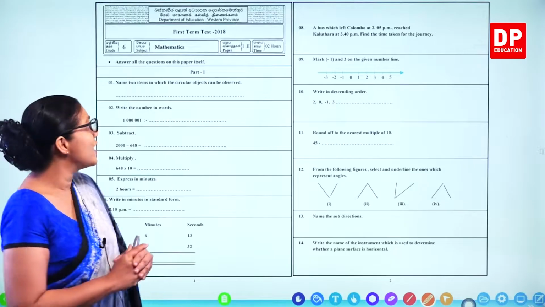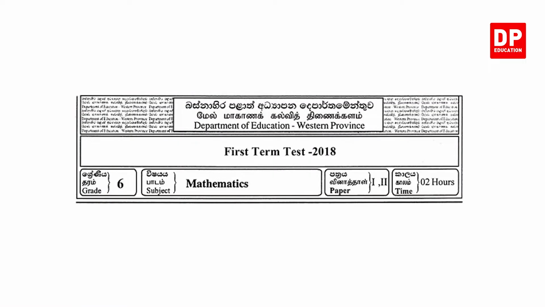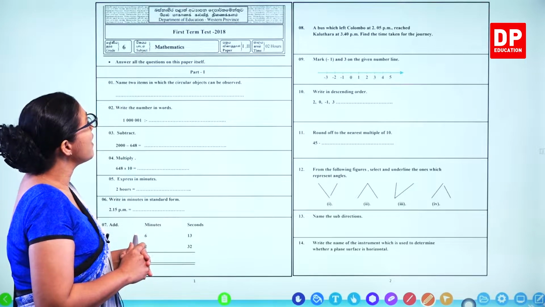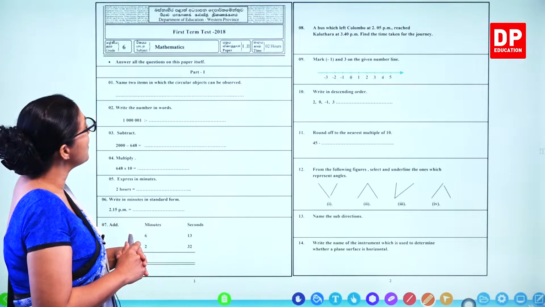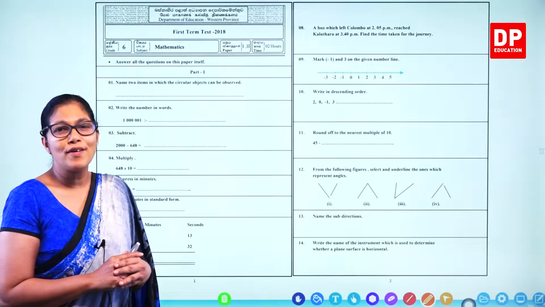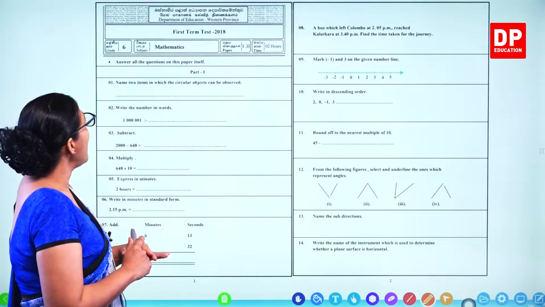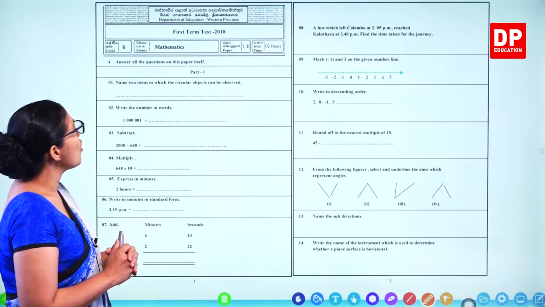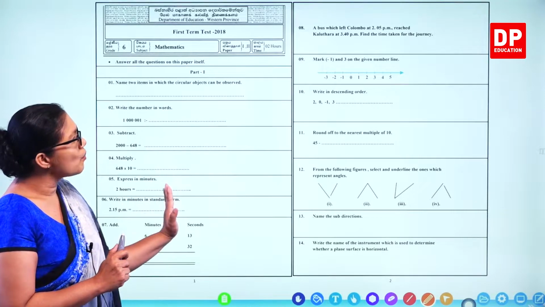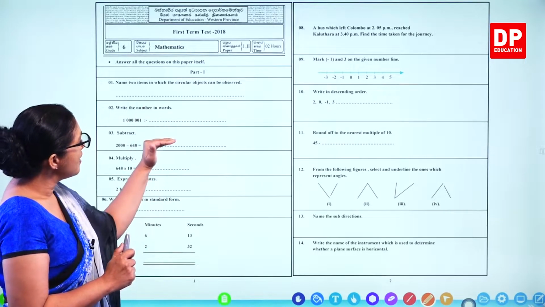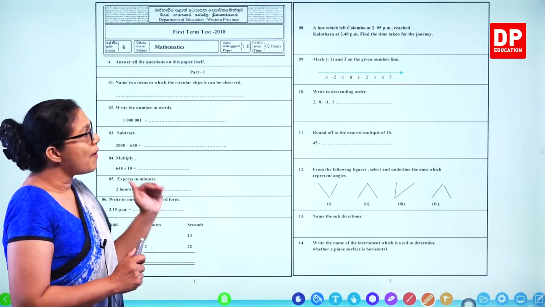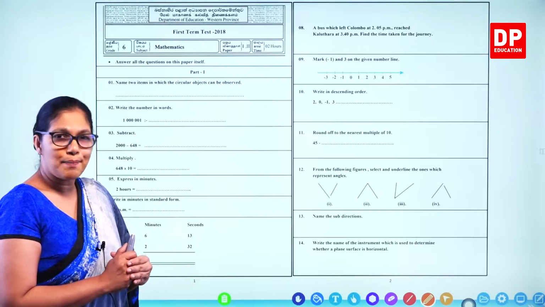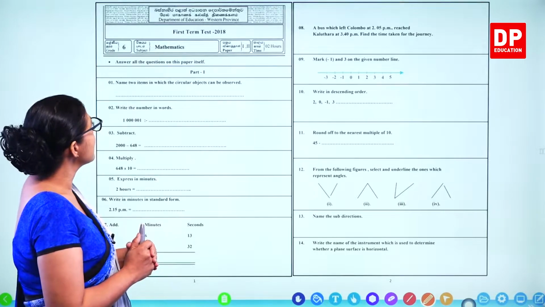First term revision. So this is the first term test 2018, Department of Education, Western Province paper. You get 2 hours for the whole paper and 2 parts are there. Answer all the questions on this paper itself. That's part 1 questions. You can give the answers here. In part 2, you have to take line papers and give the answers.